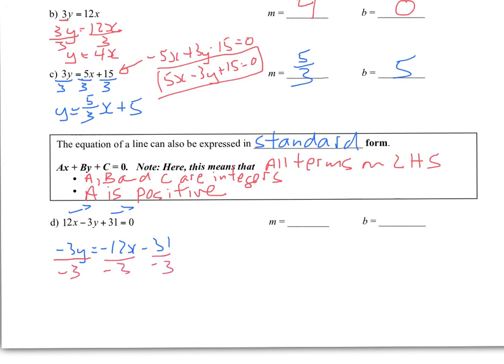This is going to give me y is equal to, a negative over a negative is positive, 3 goes into 12 four times. And a negative over a negative is positive, and I'm going to leave this as 31/3 because that can't be reduced. So here my slope is 4, and it doesn't pass through the origin. 31/3 is my b, so it's crossing at 10 1/3 on the y-axis. All right, so that's your little introduction to 4.8.